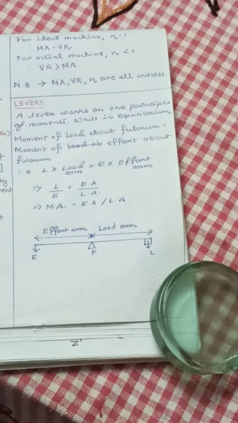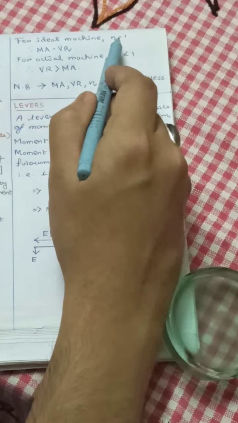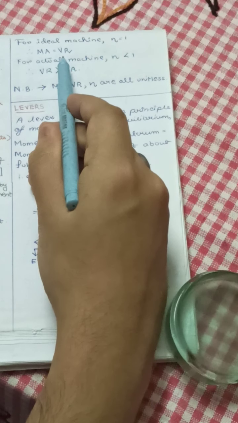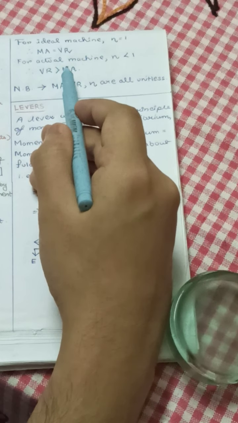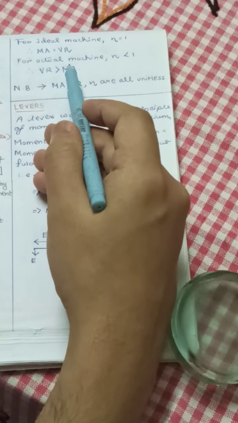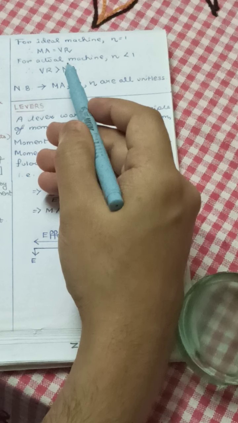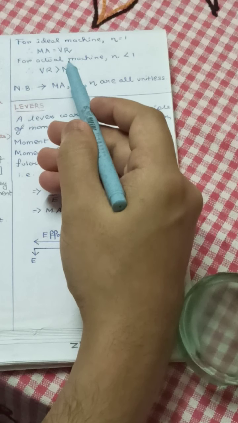So for an ideal machine, since efficiency is equal to 1 or 100%, mechanical advantage is equal to velocity ratio. And what happens for an actual machine? What is an actual machine? Again, if you refer to your book, you shall find an actual machine is one in which the output energy is always less than the input energy.